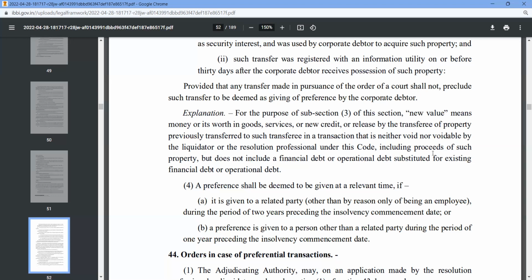So for a related party, the period of transaction is 2 years preceding the insolvency commencement date. And insolvency commencement date, we all know, is the date when the application is admitted by the adjudicating authority, which is NCLT in case of corporate persons. And a preference is given to a person other than a related party during the period of 1 year. So in case of an unrelated person, it is 1 year. In case of a related party, it is 2 years. So this is in brief section 43.